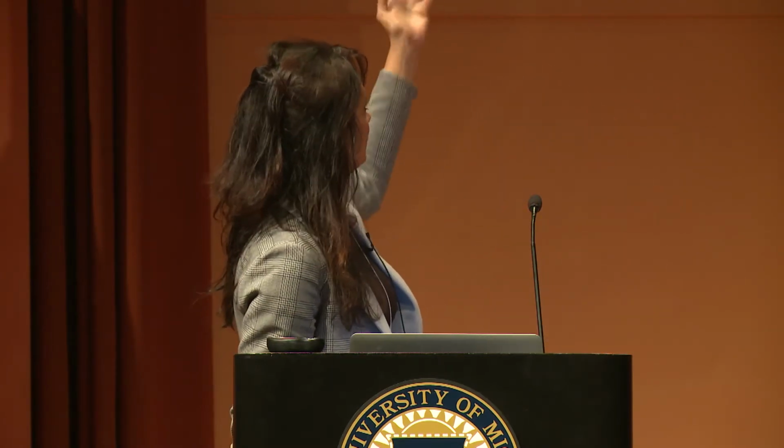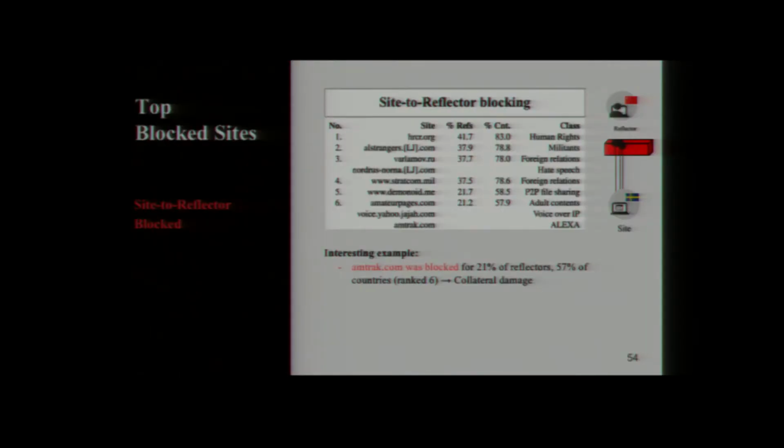For example, we found these are the top domains that are being blocked from the site to the reflector. You can see human rights websites at the top, and the others are hate speech, LiveJournal, and military websites. One interesting thing we found is at rank 6, we have amtrak.com, and it's being blocked in more than 100 countries.